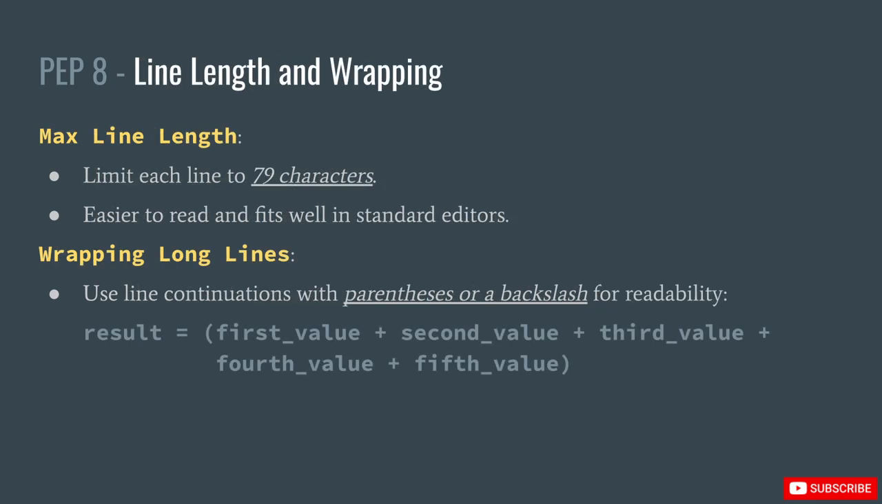Another important PEP 8 guideline is managing line length and wrapping. It recommends keeping each line under 79 characters. This keeps code easier to read and ensures it fits well in standard editors.